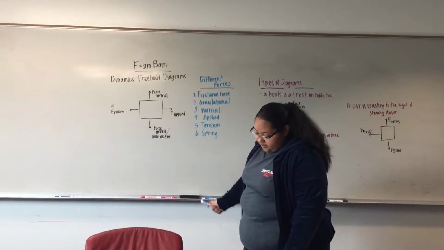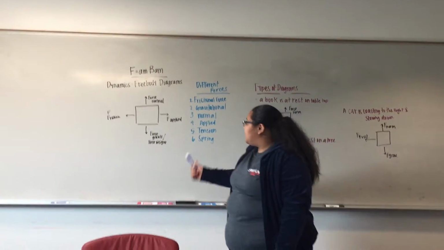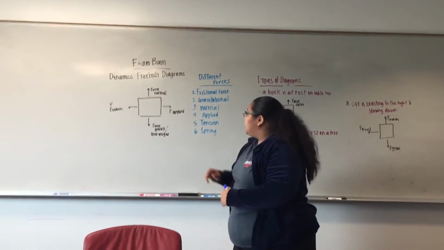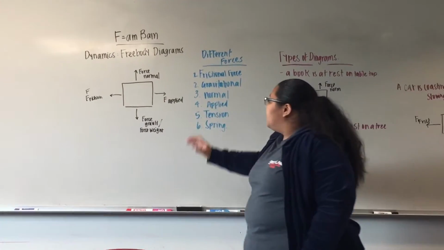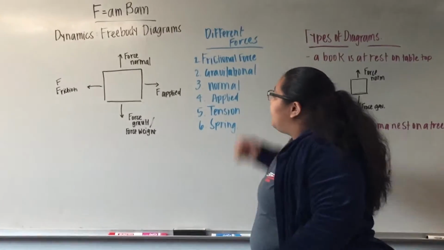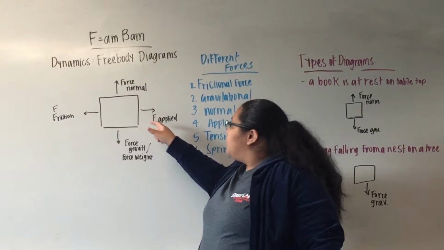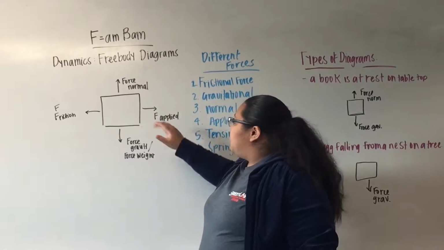The direction of the arrow reflects the direction of the force being acted. So if the arrow is going this way, force applied is being pulled that way. If you were to push it that way, force applied will be going that way.